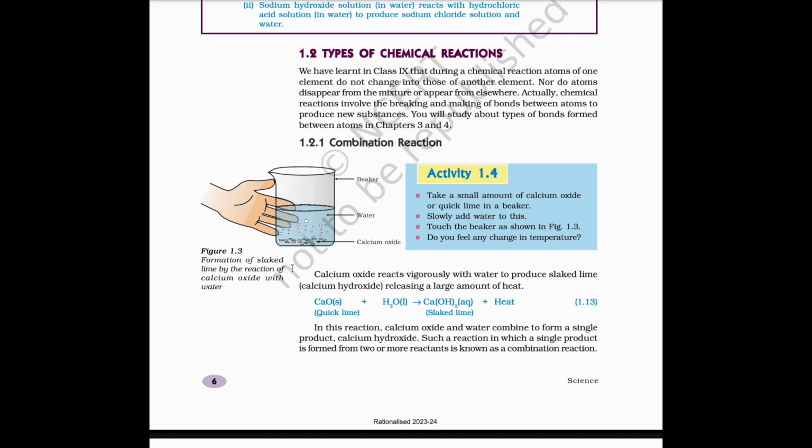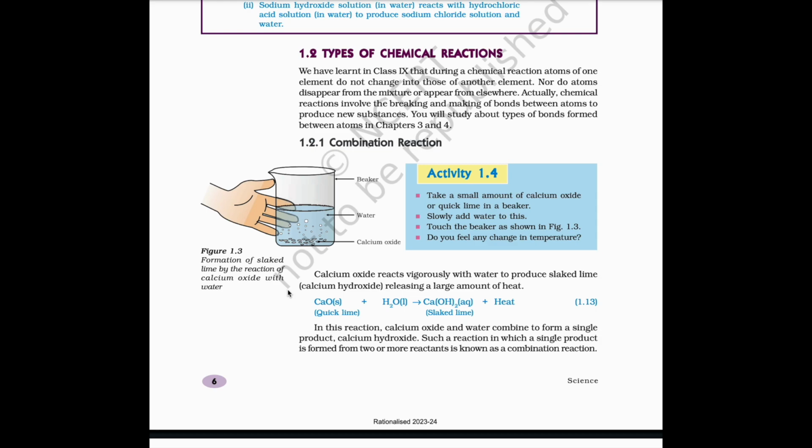1.2.1 Combination reaction. Activity 1.4. Take a small amount of calcium oxide or quicklime in a beaker. Slowly add water to this. Touch the beaker as shown in figure 1.3. Do you feel any change in temperature? Calcium oxide reacts vigorously with water to produce slaked lime, calcium hydroxide, releasing a large amount of heat.